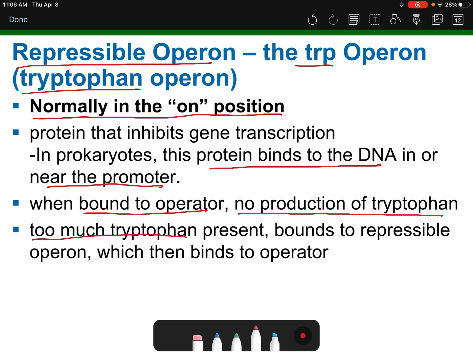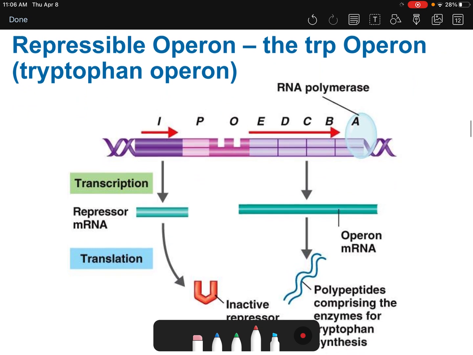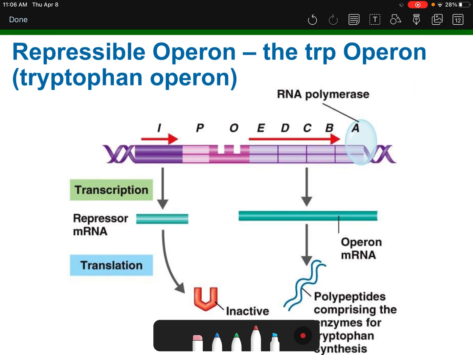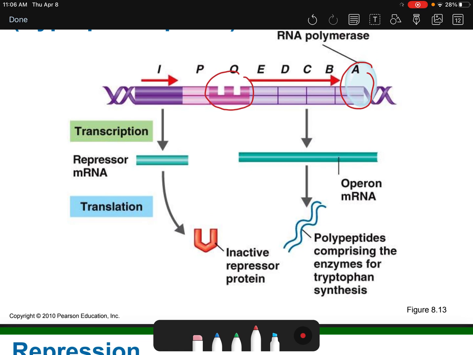If there's too much tryptophan present, it binds to the repressible operon, which then binds the operator. Okay, and then that would shut it off. So if we look at this, the tryptophan operon, it's normally on. Nothing's blocking this operator here, so the RNA polymerase is able to travel along and go through transcription. It's able to go through translation and make the proteins here and make the enzymes for making tryptophan. Okay?